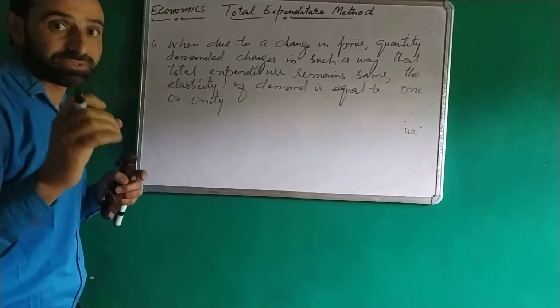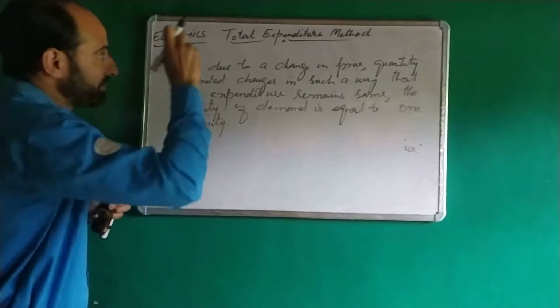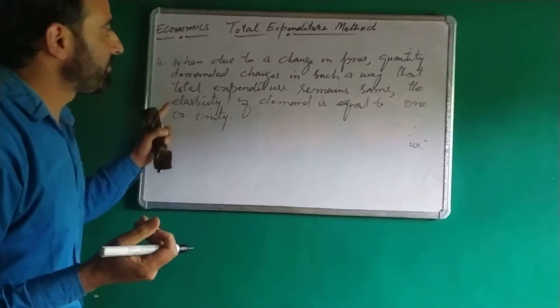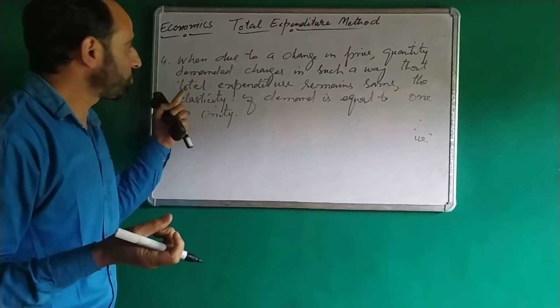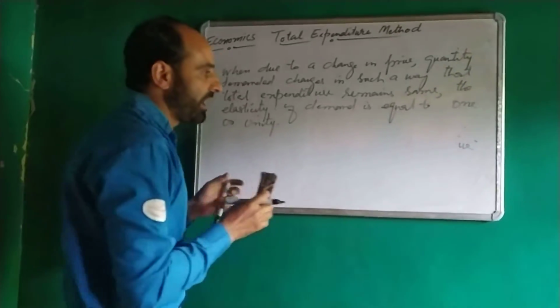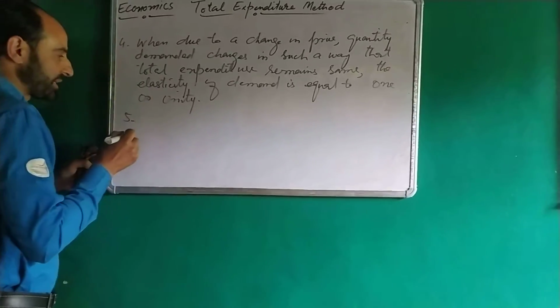There are three conditions which you have to remember for calculating the elasticity of demand by this total expenditure method. First condition is when due to a change in price, quantity demanded changes in such a way that total expenditure remains same, the elasticity of demand is equal to 1 or it is equal to unity. What is second condition? Let it be fifth point.